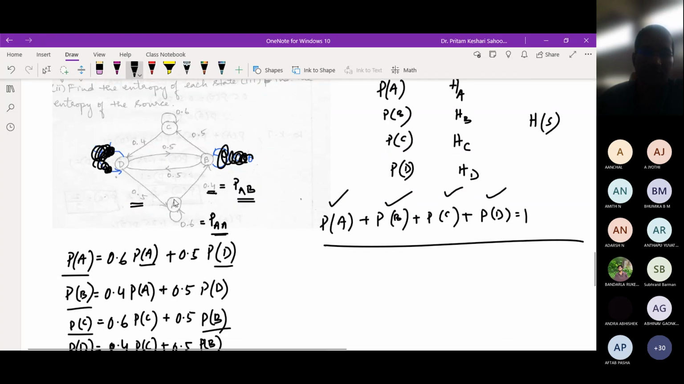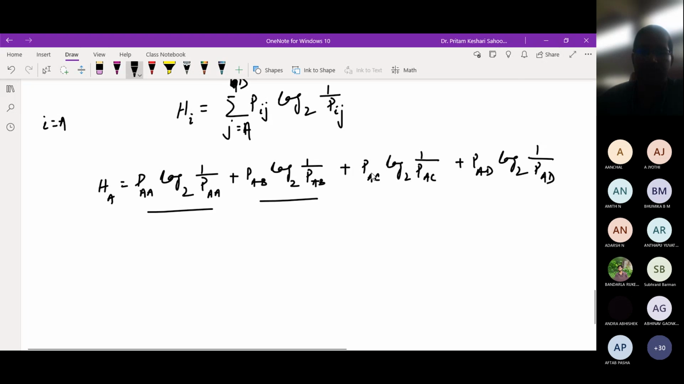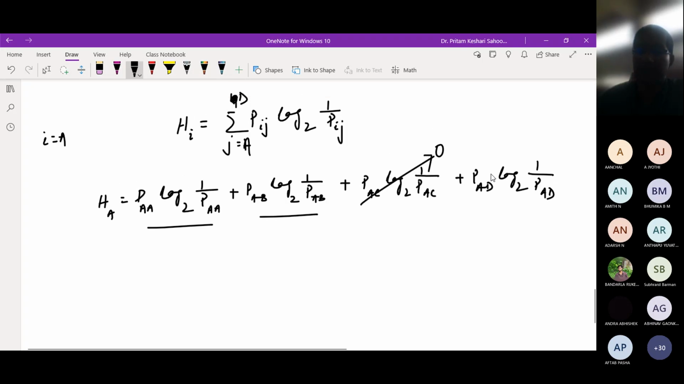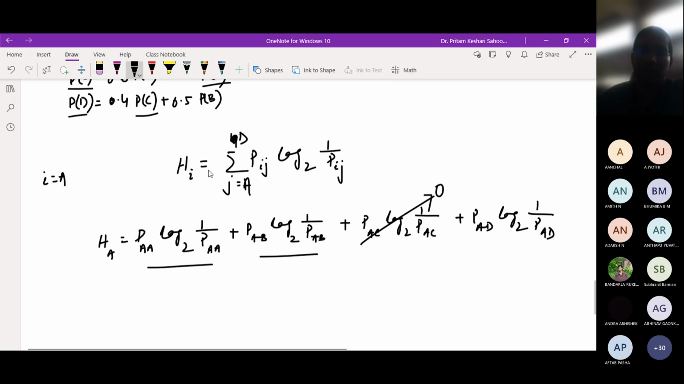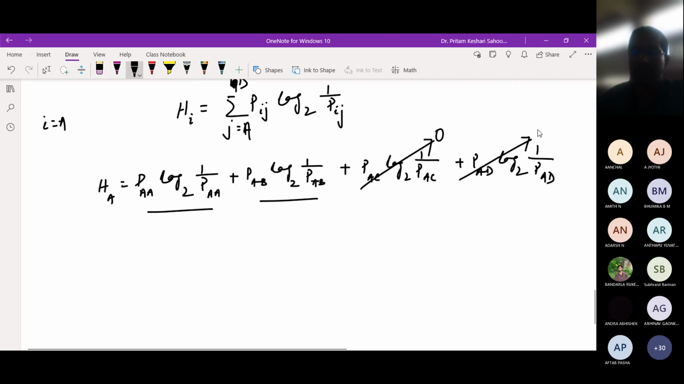It is here. So there is no dependency between state A and state C. So the probability of AC will be 0, so this term will become 0. Then, does state A depend on D? No. State D depends on state A, but state A does not depend on state D. So this term will again become 0. Only these two terms are needed to find the answer of HA. Similarly, you can find HB, HC, and HD.